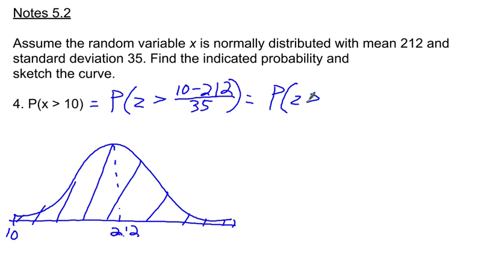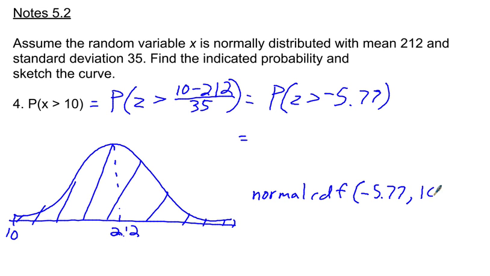This will give us a z-score of negative 5.77. So this is almost 6 standard deviations below the mean. It's 5.77 standard deviations below the mean. And we're looking greater than that, so we're looking at the majority of the area here. Whenever we enter this into the calculator, normalCDF negative 5.77 comma 10,000, the calculator gives us a lot of decimal places, and a lot of those decimal places are 9s. So 0.9999, and then it keeps going until we finally get to our first decimal place that is not a 9.